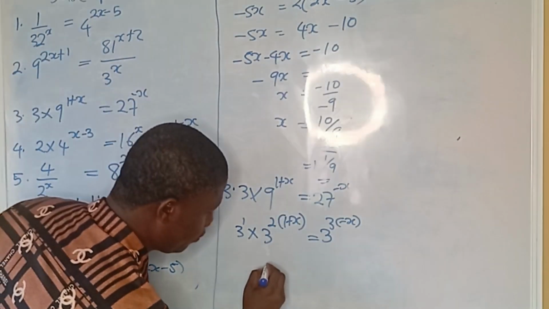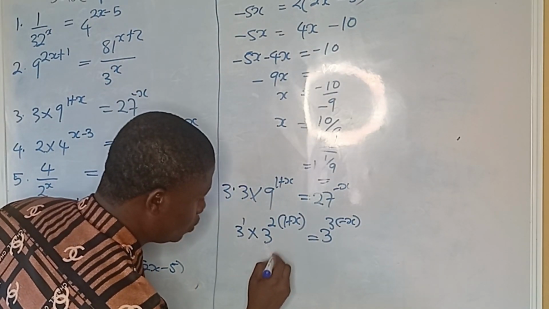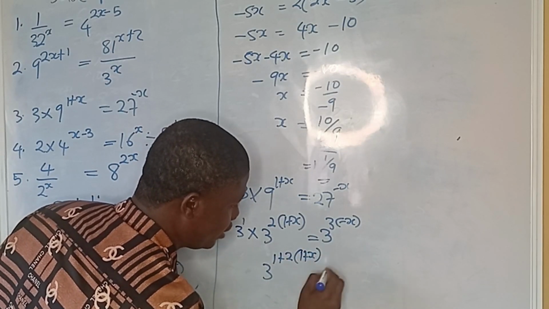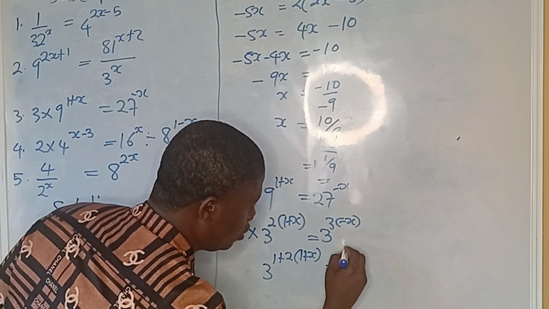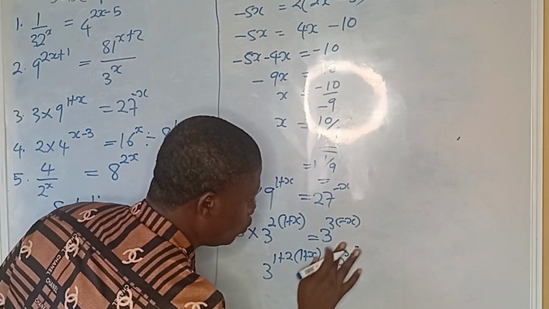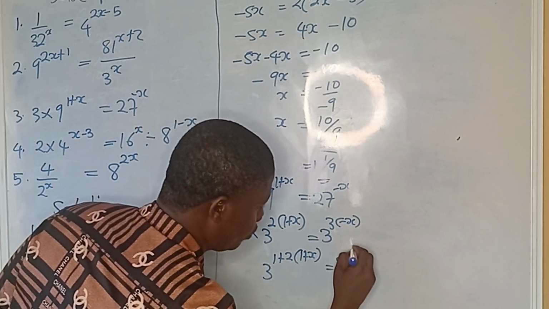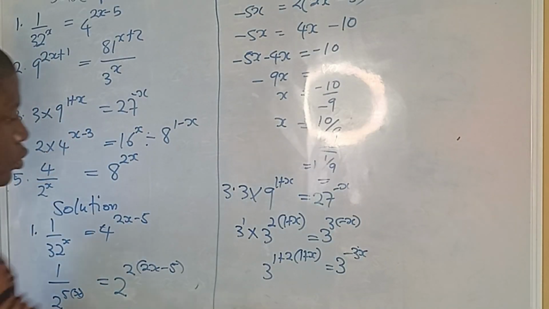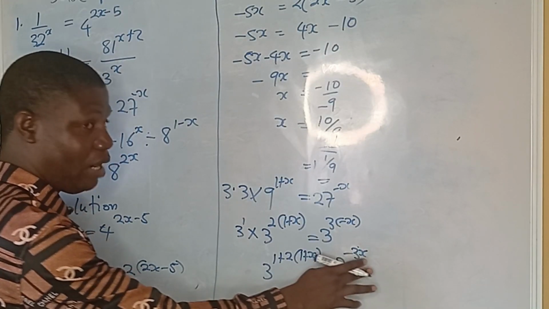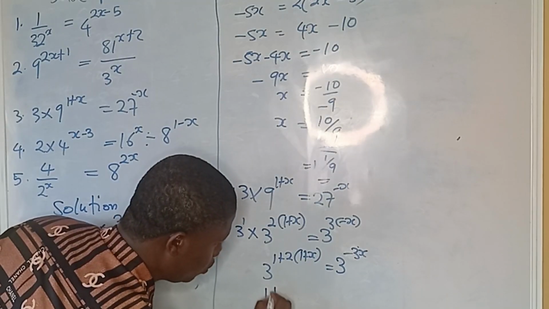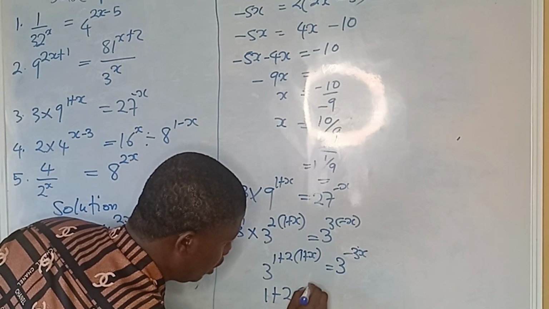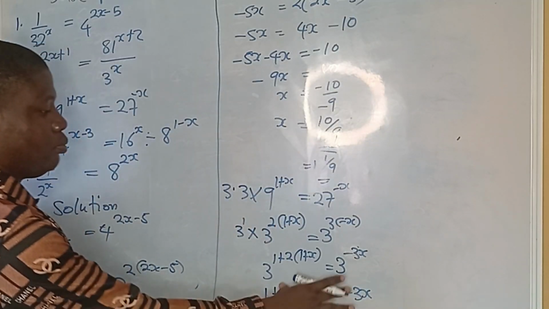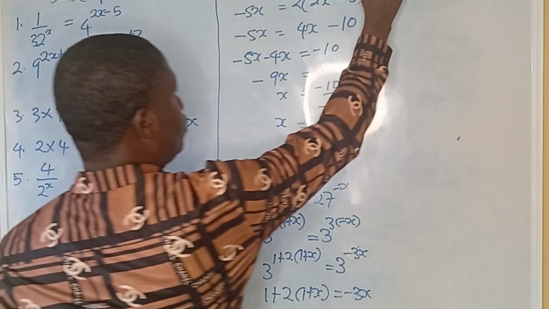So we're going to have 3 raised to the power of 1 plus 2 into bracket 1 plus x is equals to 3 raised to the power of 3 into bracket minus x. So 3 times this is minus 3x. We don't need to begin to repeat that. Okay, so since they are the same thing, we equate their powers. So we're going to have 1 plus 2 into bracket 1 plus x is equals to minus 3x. So let's multiply the bracket here. So we're going to have what?